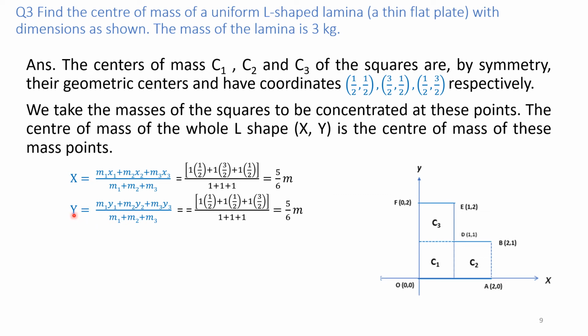Similarly, we can calculate the y coordinate of the lamina. Capital Y is equal to m1 y1 plus m2 y2 plus m3 y3 divided by m1 plus m2 plus m3. Substituting the values of m1, m2, m3 and y1, y2, y3, we get 1 into 1/2 plus 1 into 1/2 plus 1 into 3/2 divided by 1 plus 1 plus 1, which is equal to 5/6 meter. So capital Y is 5/6 meters and capital X is also 5/6 meters. Therefore, the center of mass of the L shape lies on the line OD. That is OD.